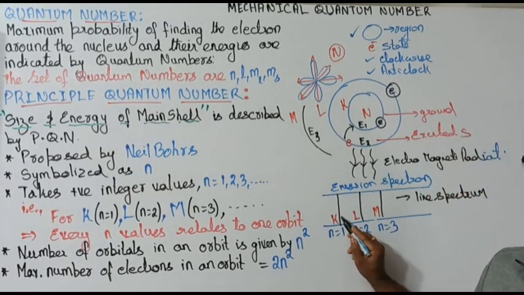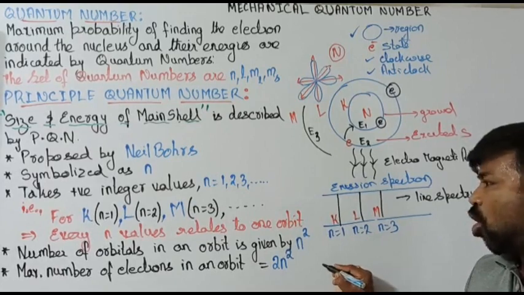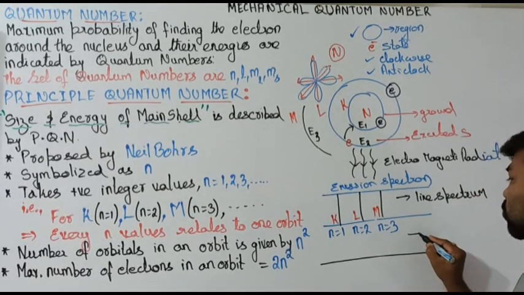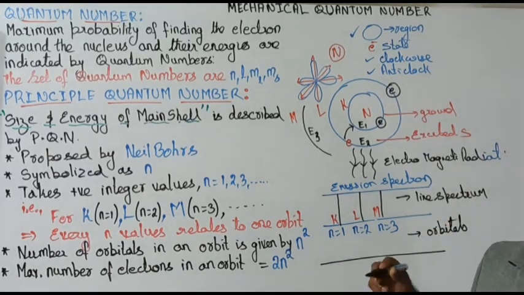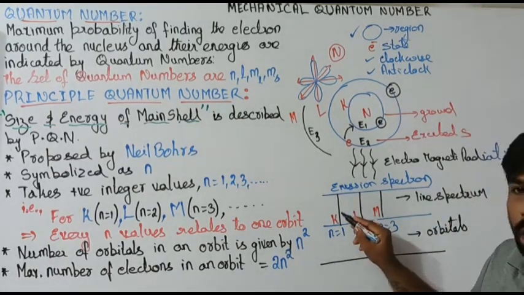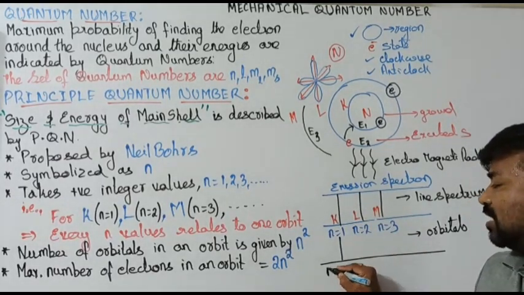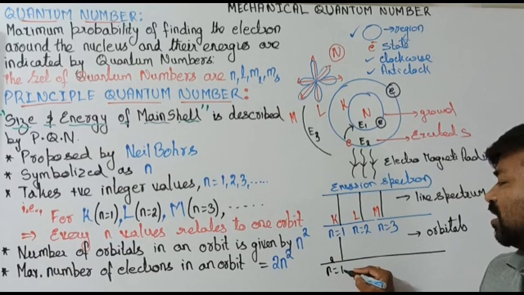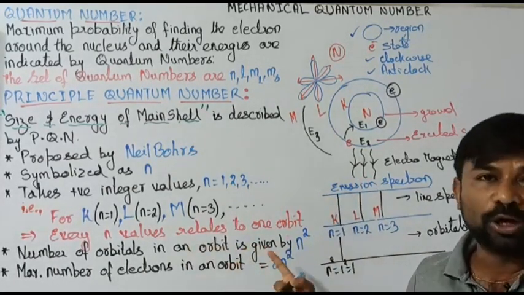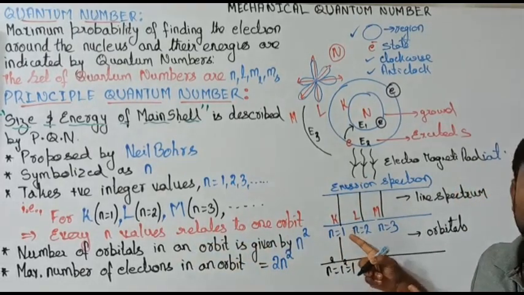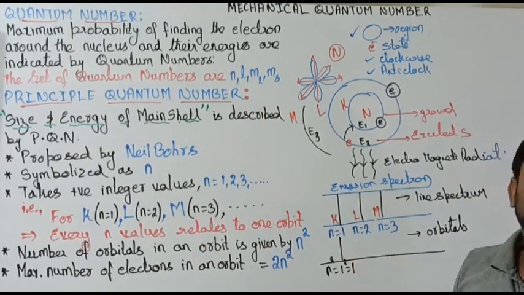So here, K. What is the n value of that? It's 1. How many orbitals are there? We are talking about orbitals. The K orbit has only 1. So what is 1 square? n square is nothing but 1 square, which is 1 here. For the first orbit, with n equal to 1, how many orbitals does it have? 1 square is nothing but 1.